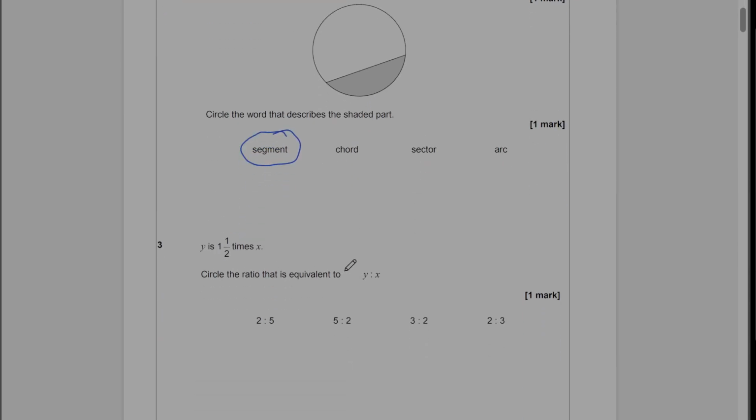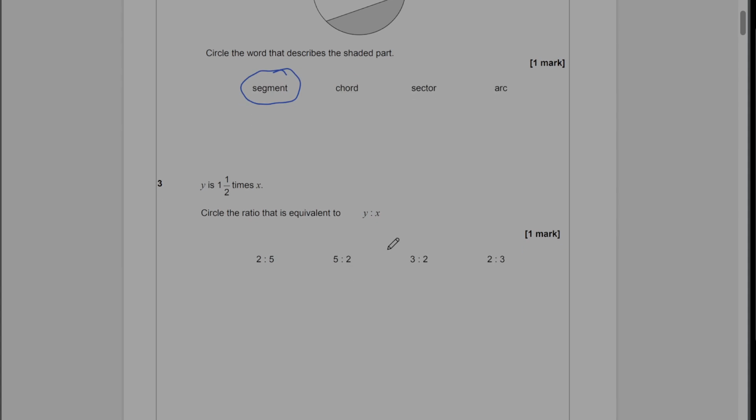Right, question three. y is equal to 1.5 times x. Circle the ratio that is equivalent to y to x. So my method for this, the information we're given, y is equal to 1.5 times x. So that means that y is equal to 1.5 is 3 over 2 x. So I'm going to say that y over x is equal to 3 over 2, which gives me that the ratio of y to x would be equal to 3 to 2. So I'm going 3 to 2.